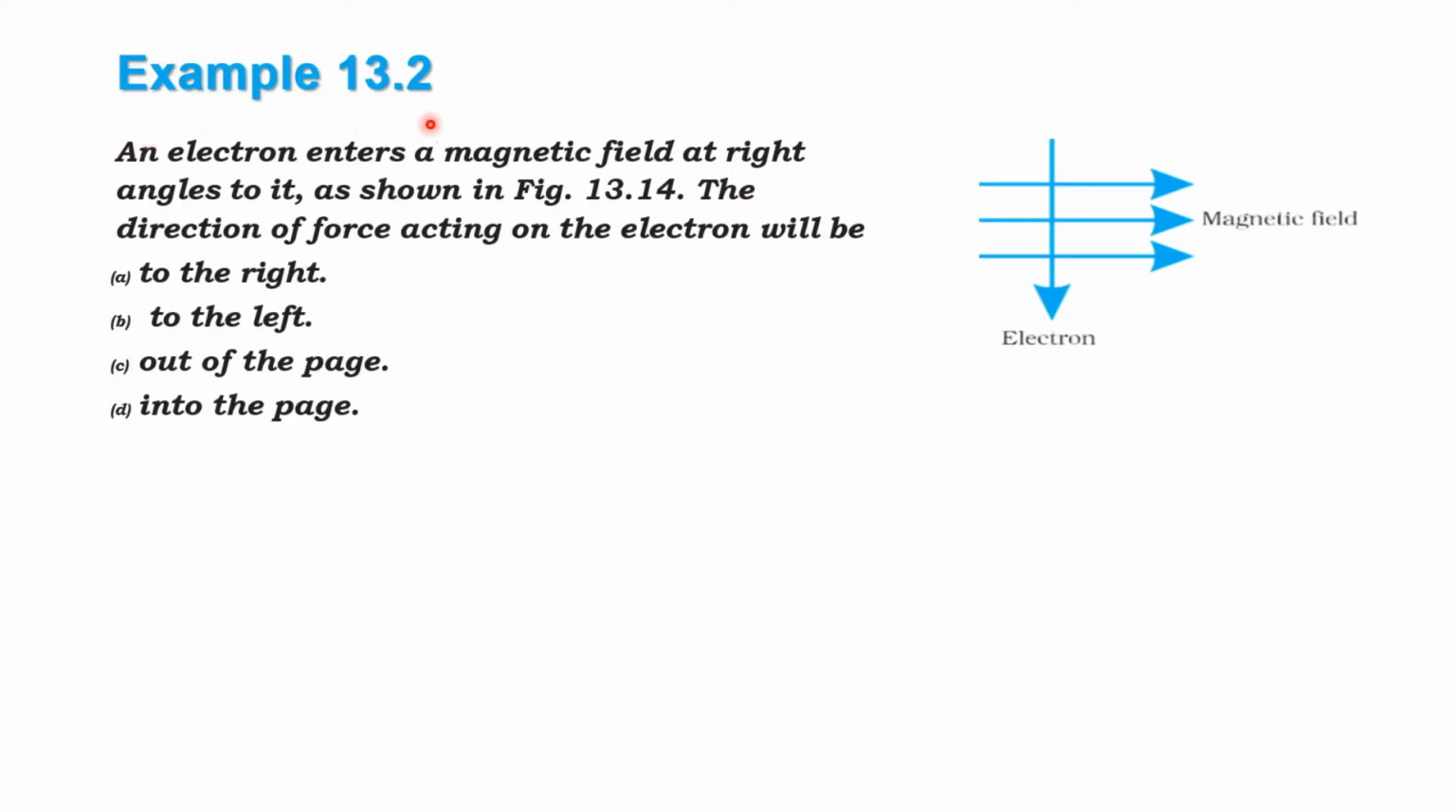Consider example 13.2 of the textbook. The question is: an electron enters a magnetic field at right angle to it as shown in figure 13.14. Electron enters the magnetic field at right angle. See, magnetic field is in this manner. Electron is perpendicular to it. The direction of force acting on the electron will be to the right, to the left, out of the page, or into the page? Let us see the solution.